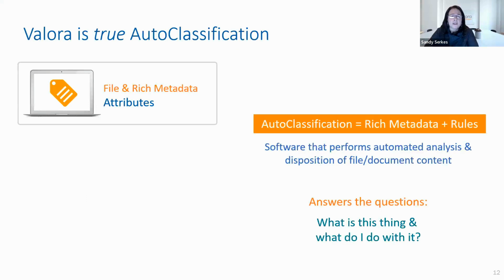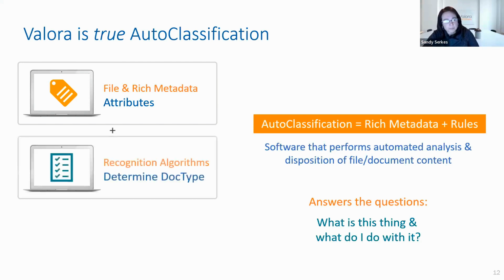So I mentioned true auto classification. Obviously, I'm the president and CEO of Valora. I'm one of the original founders. Yes, Valora does true auto classification. I'm going to show you what we mean by that. You can think of what the technology is doing as three basic steps. It's going through and doing that data gene sequencing, saying, give me all the attributes. It's parsing the content.